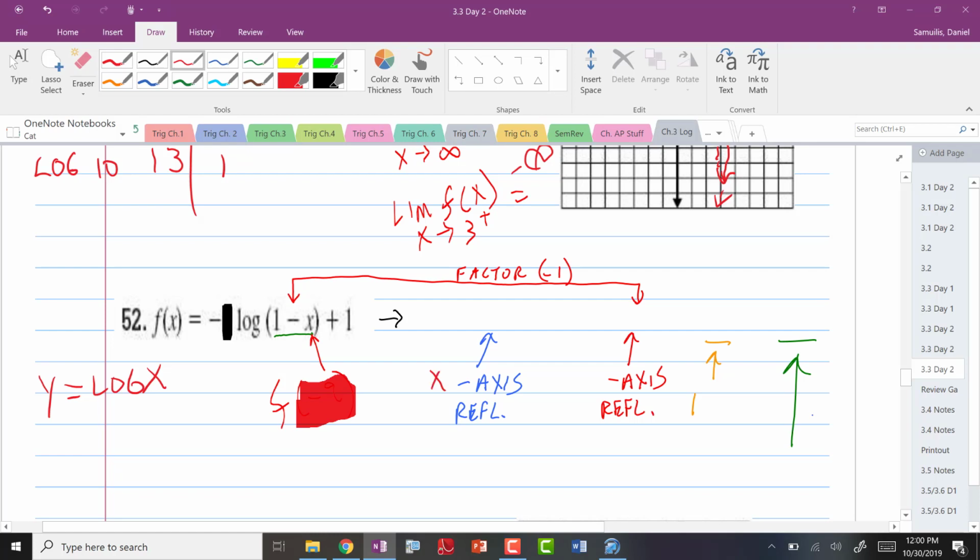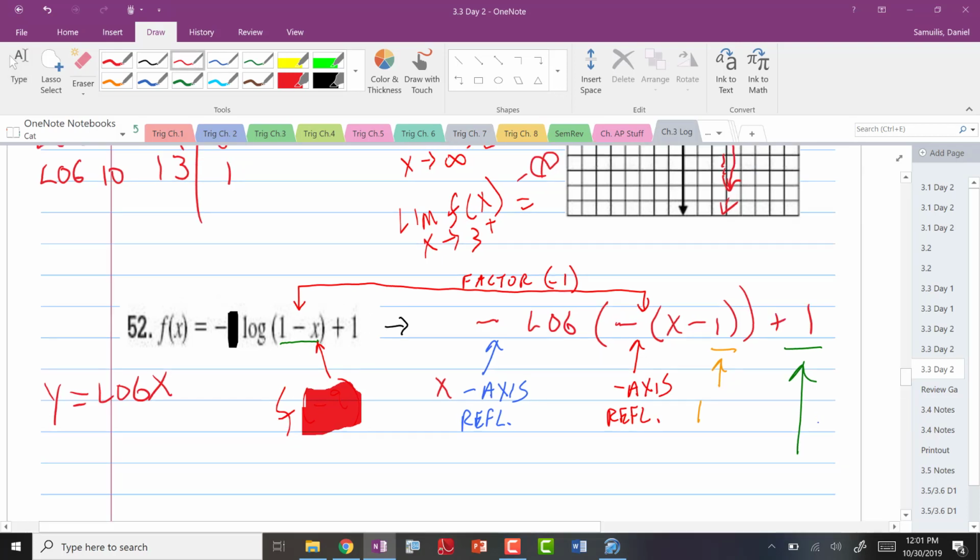Okay, when you see this, you should rewrite this as negative log of negative x minus 1, plus 1. To keep that all inside the logarithm, you have to factor out a negative because there's what kind of reflection? Y-axis. And then which way does it move? Right or left one? Right, actually. And then plus 1. So y-axis reflection, this is right 1, this is up 1. But do those at the end.